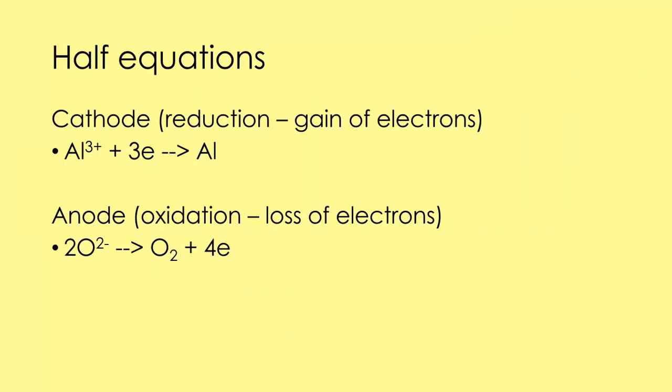We need to know the half equations that happen in the electrolysis of aluminium. This is quite a common exam question. At the cathode, we have reduction. Remember, reduction is gain of electrons. So the aluminium ions, the Al3+ ions, gain free electrons to become aluminium. And at the anode, we have oxidation because we're losing electrons. You can tell that from the equation because the electrons are on the right-hand side, whereas in the previous reduction of aluminium 3+ ions, where it's gaining electrons, the electrons are on the left-hand side. So at the anode, we have two O2- ions reacting to give O2 and 4 electrons.